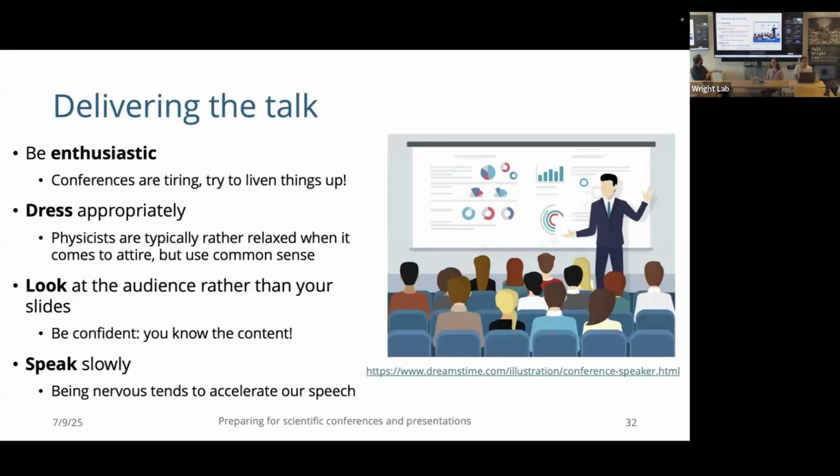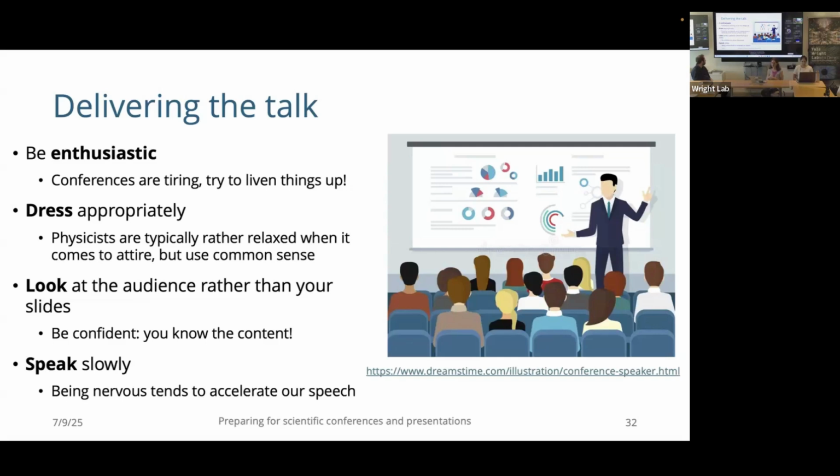Okay, and then delivering the talk. There are a few things that will make you a more effective speaker. Be enthusiastic. Conferences are tiring. You listen to a lot of talks one after the other. Maybe you were traveling for a long time to get there. So when you have a speaker that's enthusiastic, who livens things up, it's always nicer. So try to be that speaker. Dress appropriately. I would say in physics, people are pretty relaxed, but still use common sense when it comes to that.